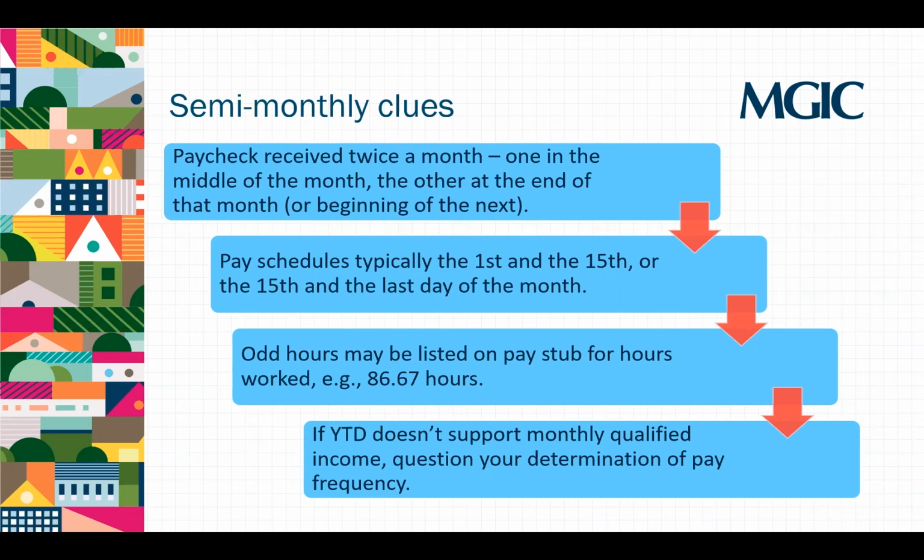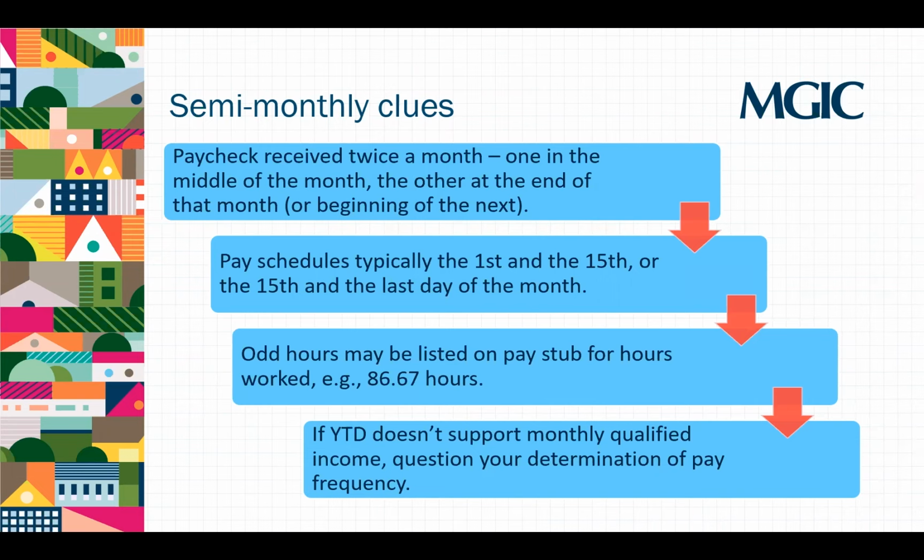If you calculate the year-to-date average and the previous year's average, and they do not support the income that you have calculated, believing that the borrower is paid on a biweekly basis, you will need to re-review the pay stubs, as the borrower is most likely paid on a semi-monthly basis.